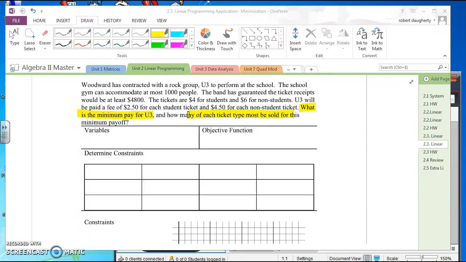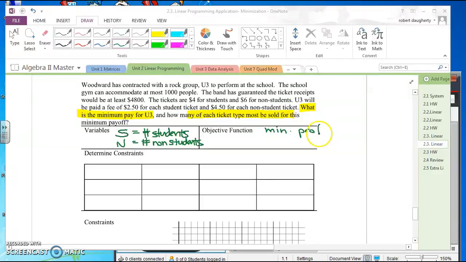So my variables are going to be the number of each kind of ticket. I've got student ticket and non-student ticket. So I'm going to let S equal the number of students, and N is the number of non-students. So how many of each of those ticket types? I want to minimize, so I'm looking for the minimum profit. Sounds sort of counterintuitive, but the band is trying to decide, do we come or not? What would be the minimum profit that they make or the minimum payday?